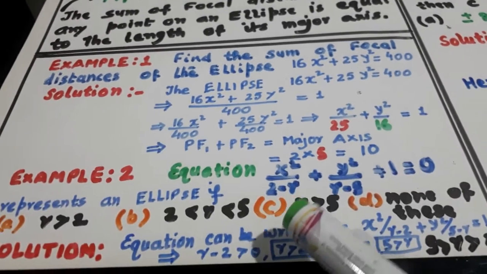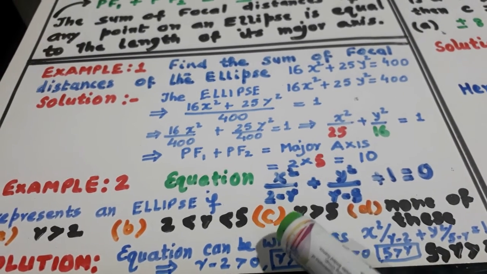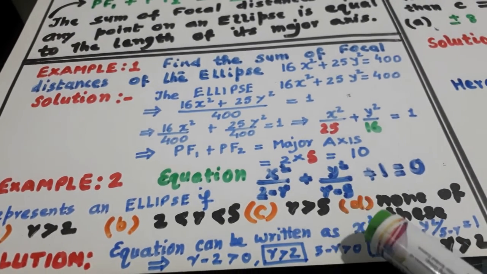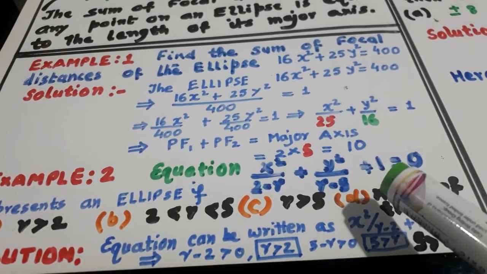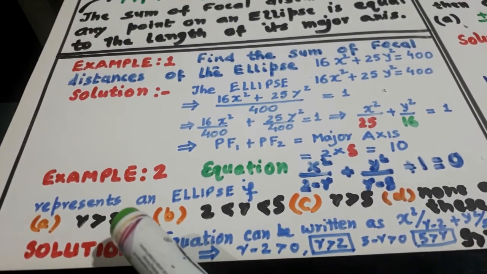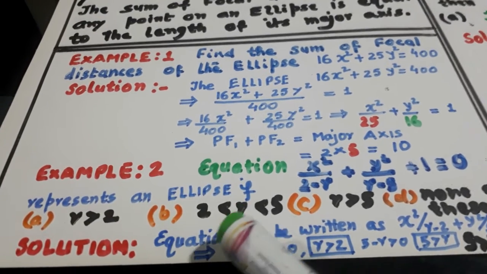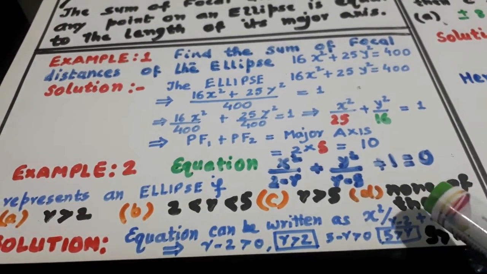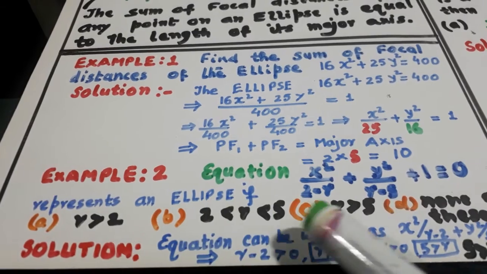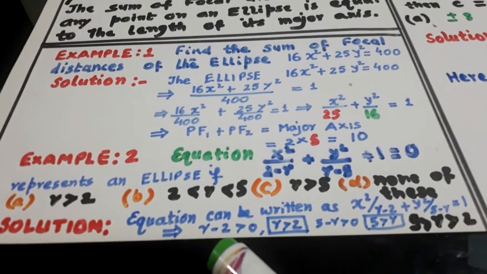Let us go to the second question. Equation is x square over 2 minus r plus y square over r minus 5 plus 1 equal to 0. If it represents an ellipse, what should be the value of r? There are 4 options. Now let us go to the solution.